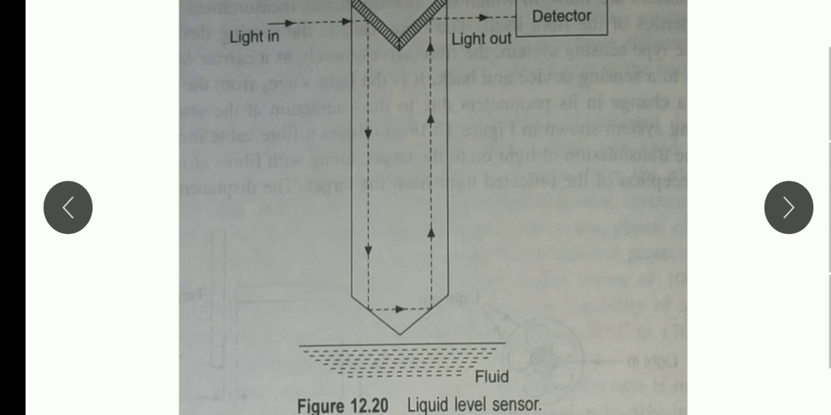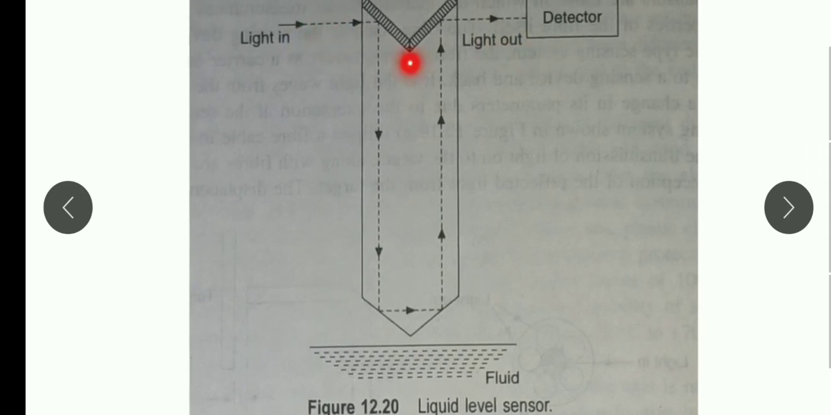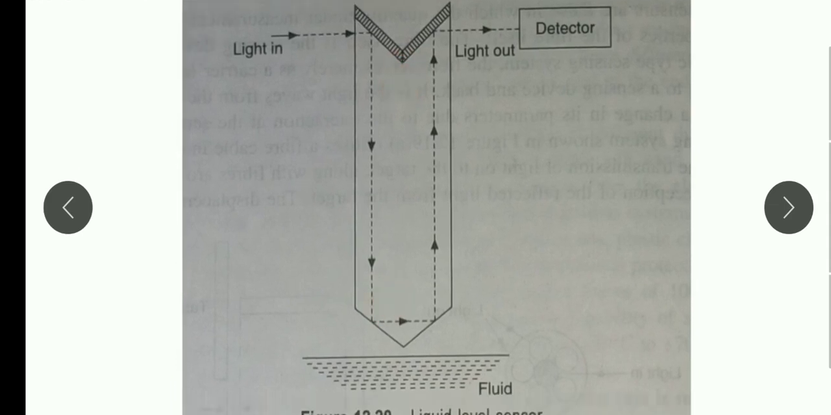Okay, so the intensity of the beam undergoing total internal reflection will change when the tip touches the liquid surface. So here, as you can see, this is the light in and this is the light out. This light in is undergoing a total internal reflection here. Okay, so the intensity will be measured by this particular detector.